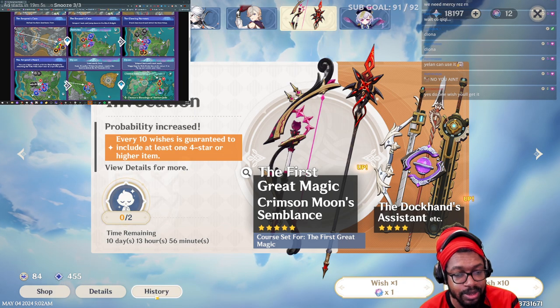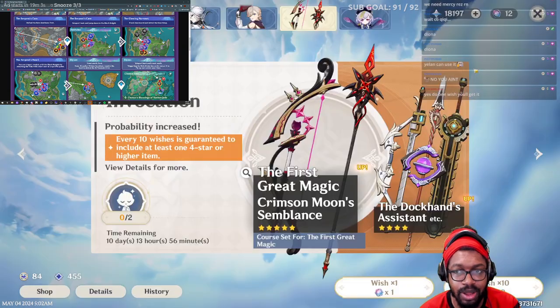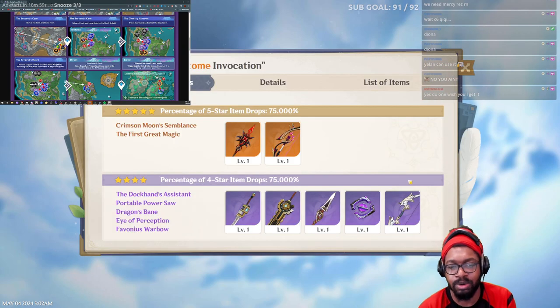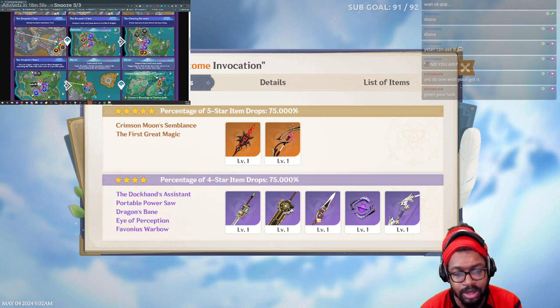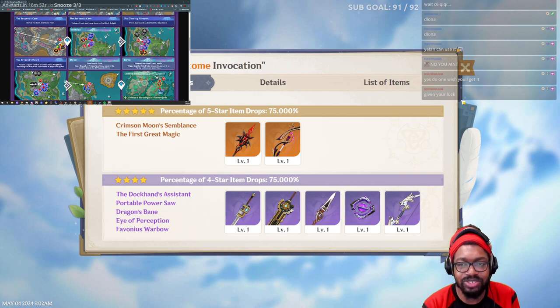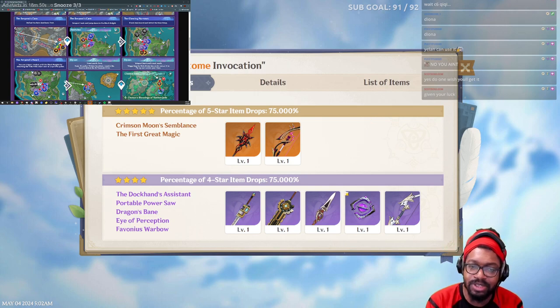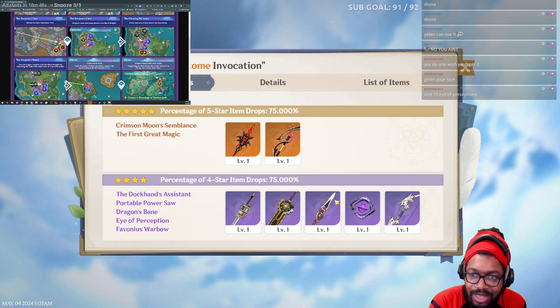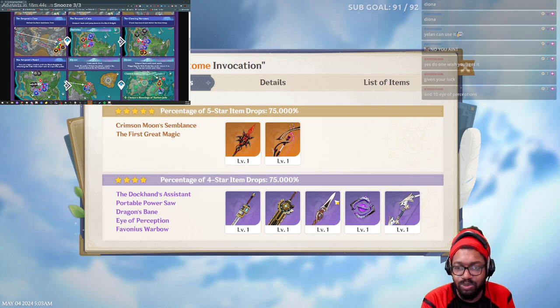Let's get a move on. Yeah, I'm gonna get like 6 Fibonius Warbows and like all of these suck ass, dude. How are y'all wishing on this? What in the fuck? It looks so shit. I just cannot believe this. Do they want people to wish on the banner or what?